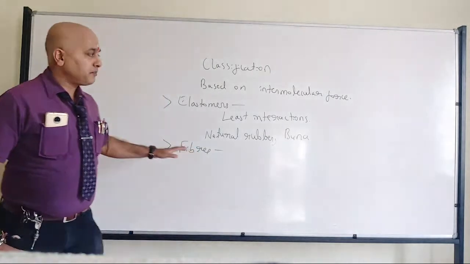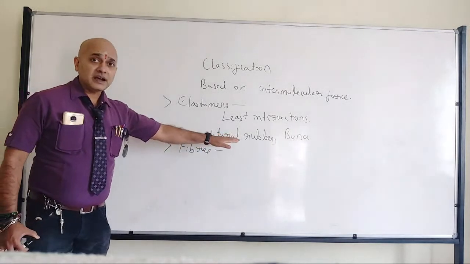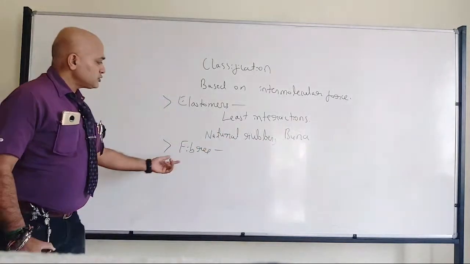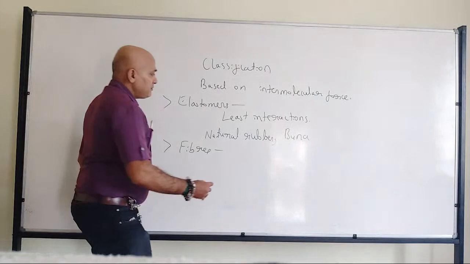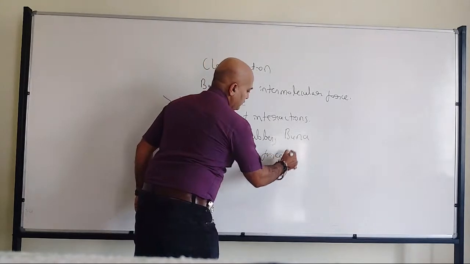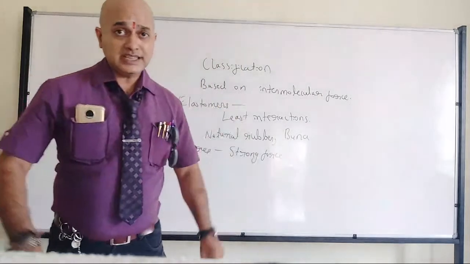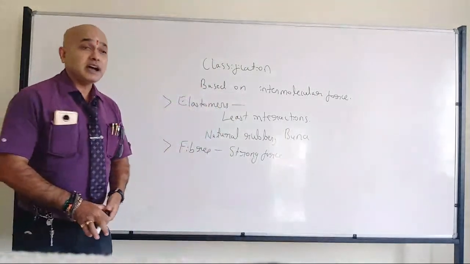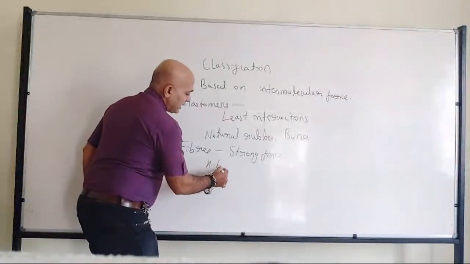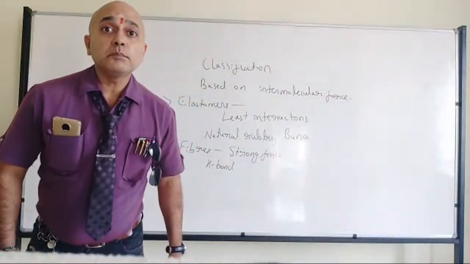Okay, fine. Thank you. So that's where we have the elastomers with least interaction. Natural rubber and Buna are examples. Now when it comes to fibers, they will have strong force which will be holding more polymer units. That's where fibers have strong force. Especially they will have many hydrogen bonds.